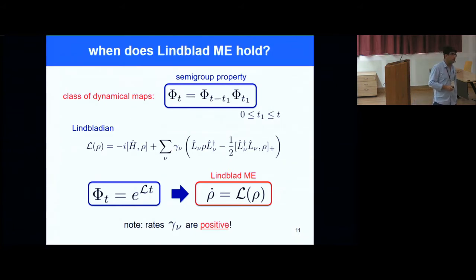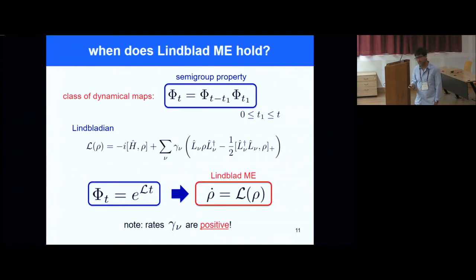That means that the dynamical map at time t can be decomposed, or better said, divided as the dynamical map at any intermediate time t1 followed by the dynamical map at time t minus t1, where, let me stress again, the t and t1 are totally arbitrary. So it can be shown that dynamics fulfilling this semigroup property are exactly described by the Lindblad master equation.